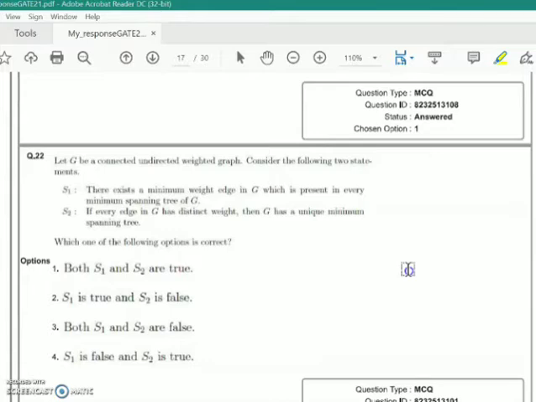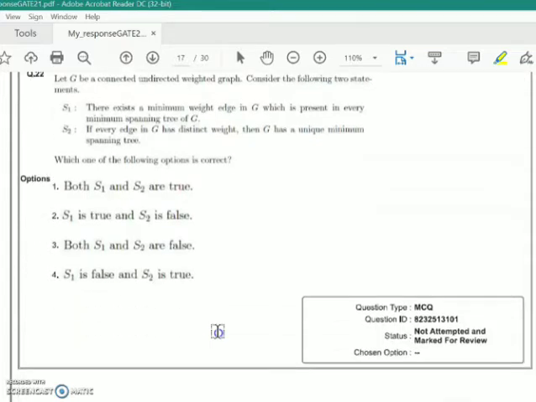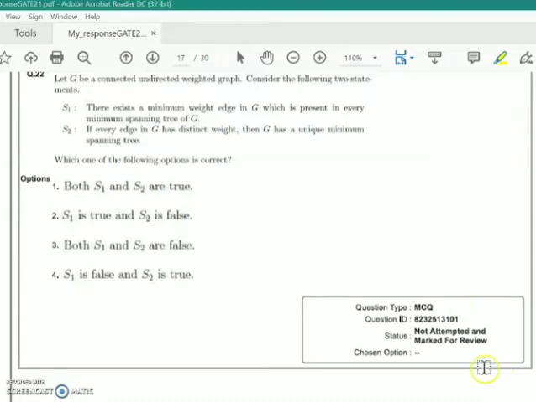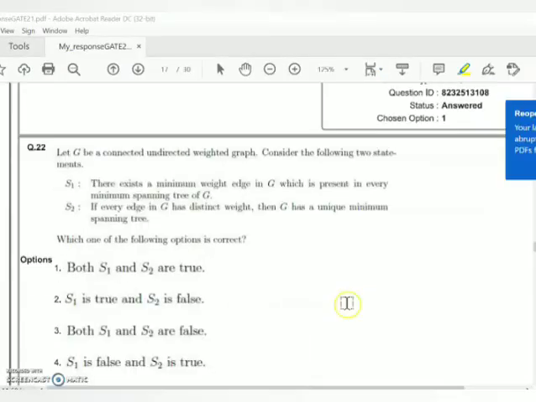The weighted graph G. S1: there exists a minimum weight edge, that means which is present in the minimum spanning tree of G. If every edge in G has a distinct weight, it is not always said that it has a unique minimum spanning tree.